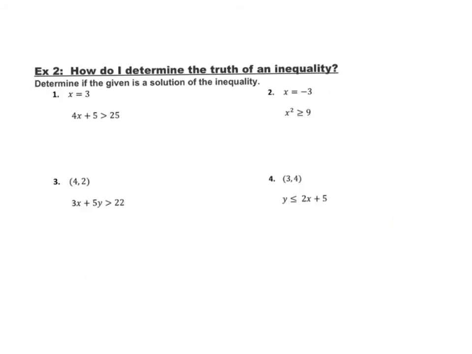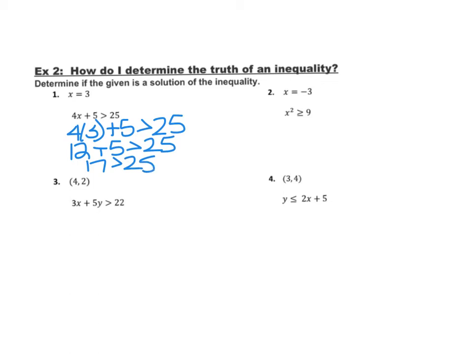All right, so in example number 2, we're going to examine the truth of an inequality. We're looking at what they look like as inequalities, not on a graph. So we're saying that x is equal to 3. I'm going to take this 3 and plug it in where I see the x, and then I'll simplify. So we have 4 times 3 plus 5. Is that greater than 25? So I have 12 plus 5, and is 17 greater than 25? No, since 17 is not greater than 25, x cannot be 3. It is not a solution.